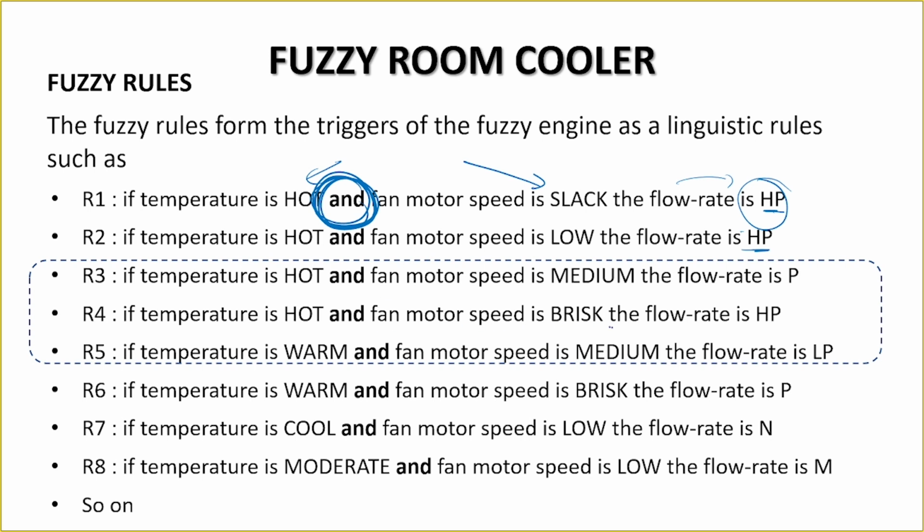So then hot and fan speed is medium is P. This is high positive, low positive, and so on. Because this one is hot, this one is warm, this one is medium, this one is brisk. It depends on the level that we set for those particular rules. For example, we have 0, 1, 1, 1 for A plus B, right? That would be simple, similar to that concept.